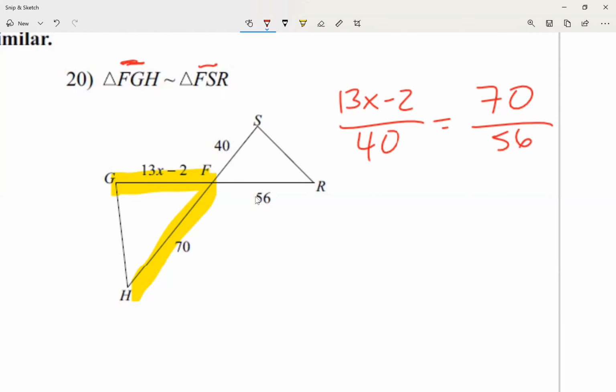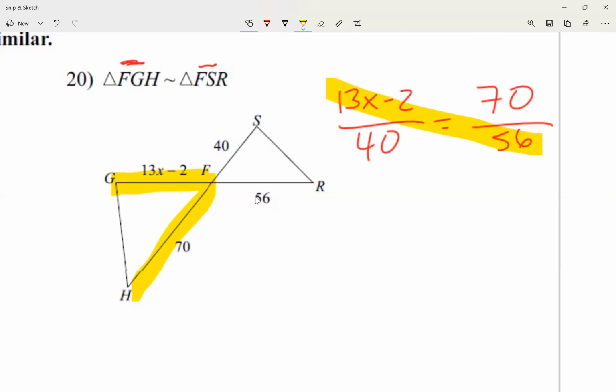Again, you can simplify if you wish. 70 and 56, I will divide each by 7. 40 and 56, I will divide each by 8. But because we're going to be using a calculator, I'm not going to simplify. I'm just going to cross multiply it. So I'm going to multiply this way.